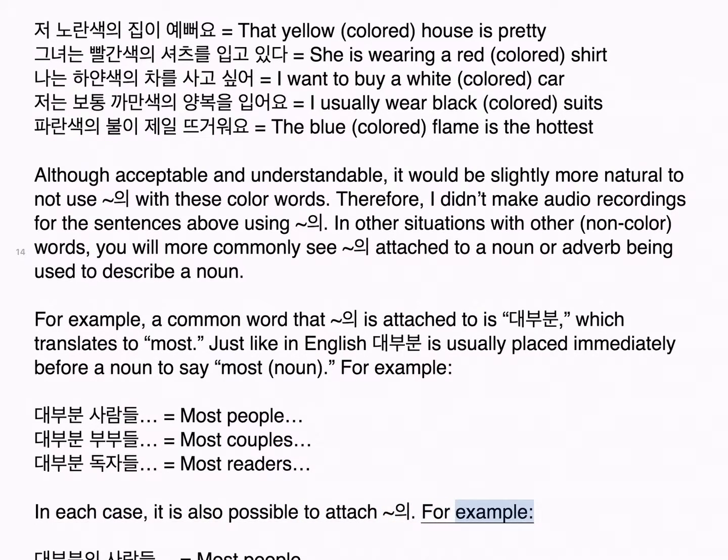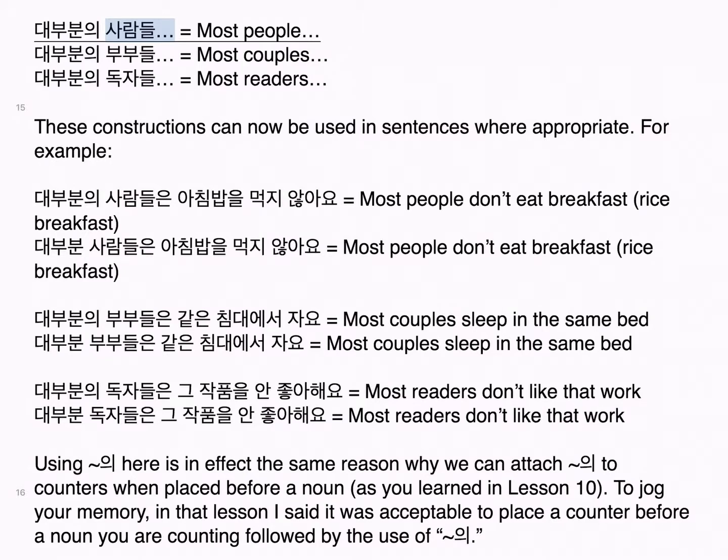For example, 대부분의 사람들, most people, 대부분의 부부들, most couples, 대부분의 독자들, most readers. These constructions can now be used in sentences where appropriate. For example, 대부분의 사람들은 아침밥을 먹지 않아요. Most people don't eat breakfast, rice breakfast. 대부분 사람들은 아침밥을 먹지 않아요. Most people don't eat breakfast, rice breakfast.